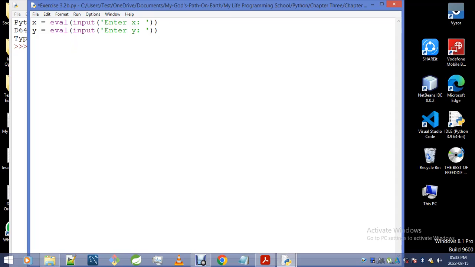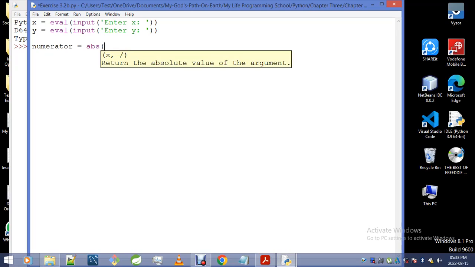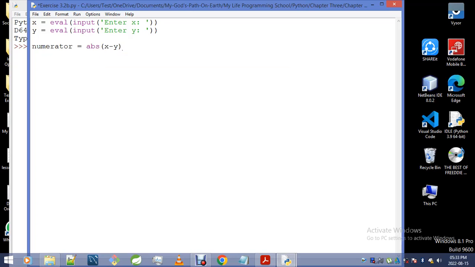Now that I've got those two numbers, the numerator is the difference, right? So I'll go numerator is the difference. So in order to get the difference, we will make use of the abs function, which computes the absolute value of a given number. In our case, it's gonna be x minus y. Since it's the absolute value, doesn't matter, we can call x minus y or y minus x. It won't make a difference.